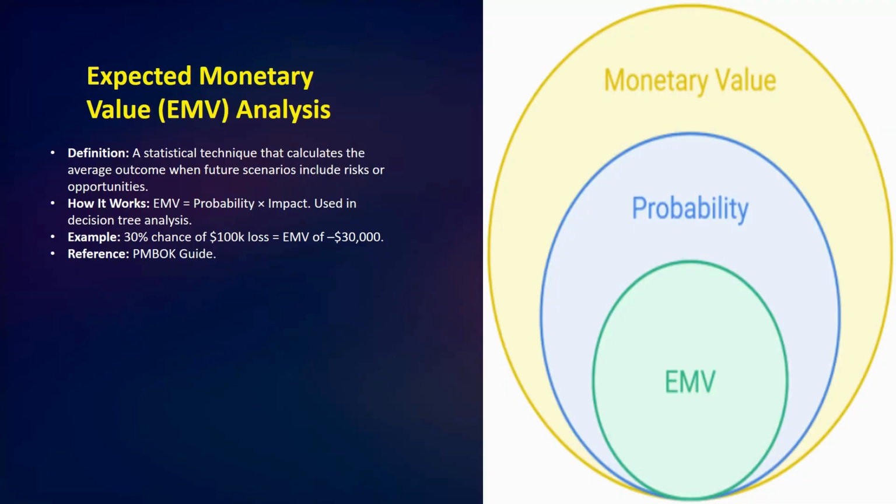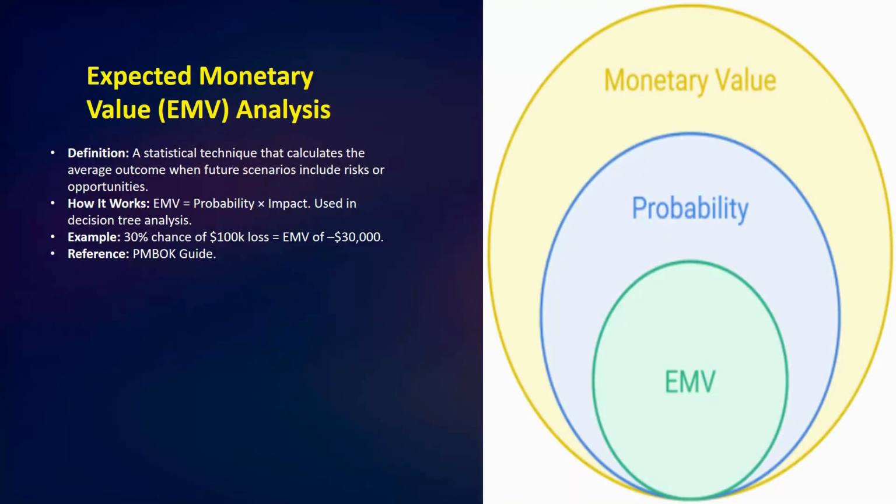So this is the formula. How it works, you can see EMV equals probability multiplied by impact. So we use it in decision tree analysis. You can see here. So next, first let's take the overview of the definition: a statistical technique that calculates the average outcome when future scenarios include risk or opportunities.